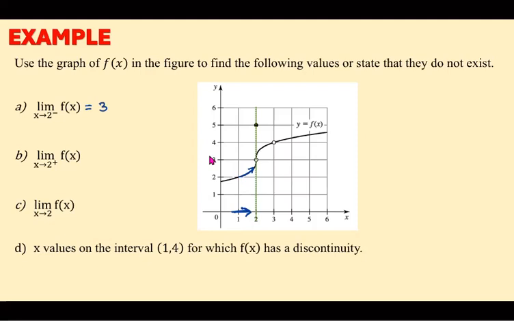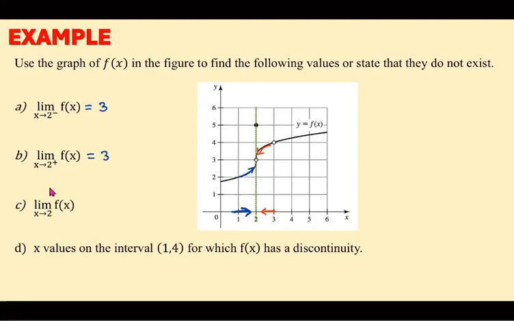Now, if you look at the right-hand limit in B, the limit as x approaches 2 from the right, if you look at the behavior of the graph from this side, you can see that this graph is coming like this and getting closer and closer to that hole whose corresponding value is 3. So that means the right-hand limit is also 3.